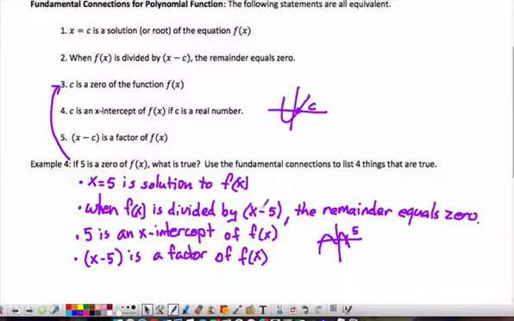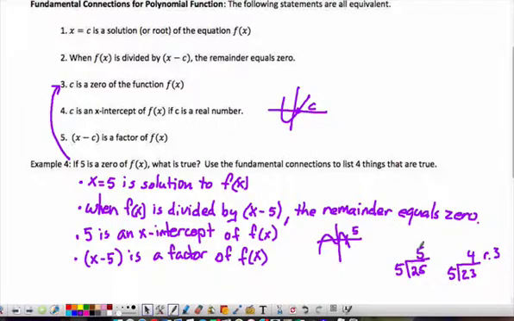When f of x is divided by x minus 5, which is a factor of f of x, the remainder equals 0. So that should make sense. Let's look at something that's a factor, not of a polynomial: if I know that 5 is a factor of the number 25, then when I divide them, it's going to divide evenly and leave no remainder, as opposed to 5 is not a factor of 23. When I go to divide these, I would have a remainder of 3.